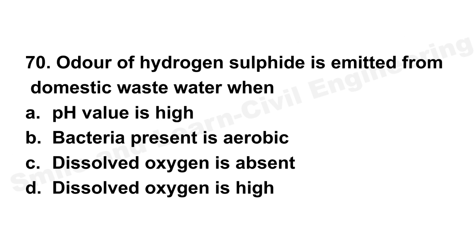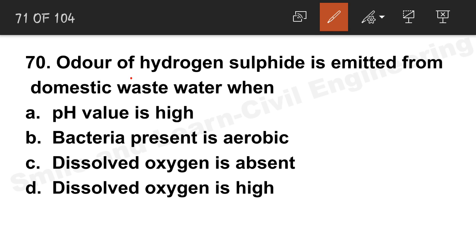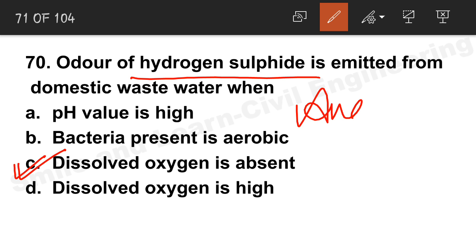Question number 70. Odor of hydrogen sulfide is emitted from domestic wastewater. Hydrogen sulfide is only present if oxygen is absent. Dissolved oxygen is absent, all the conditions are anaerobic. Anaerobic conditions will cause the presence of hydrogen sulfide. The smell of rotten eggs.